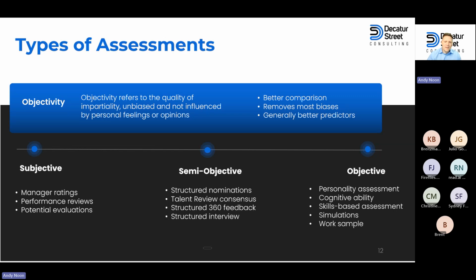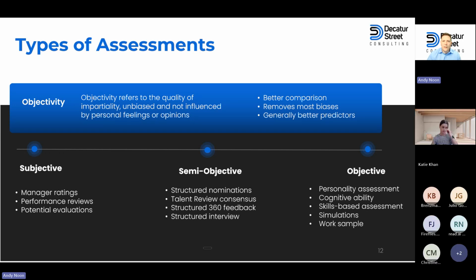So again, if we go back to the idea that succession planning is making sure that you're able to make the best possible decision, then you want to be using the tools that enable you to make those best possible decisions. And assessments help to bring that to the forefront.